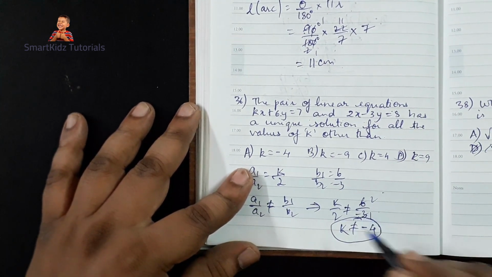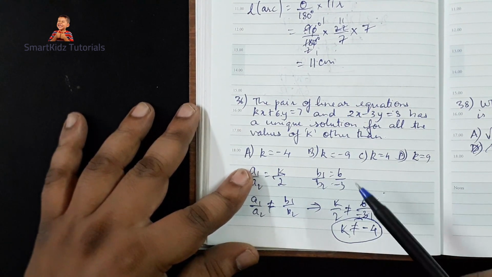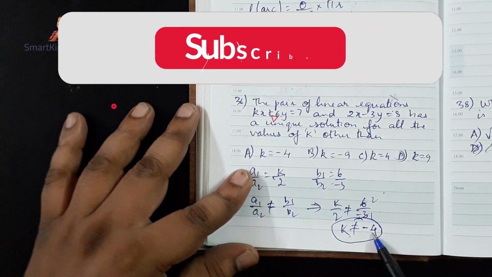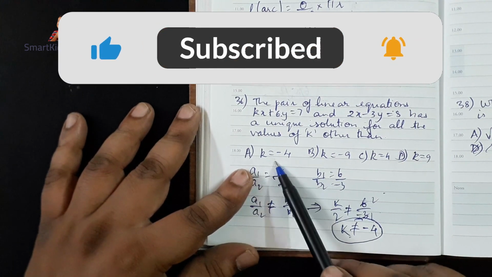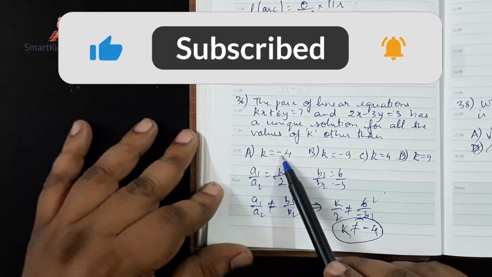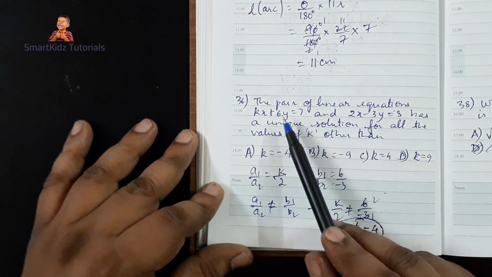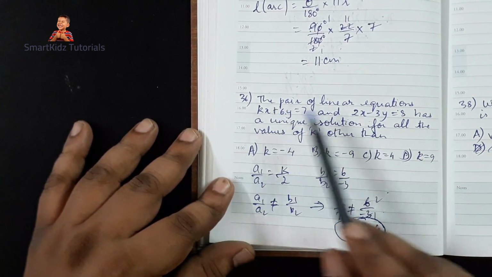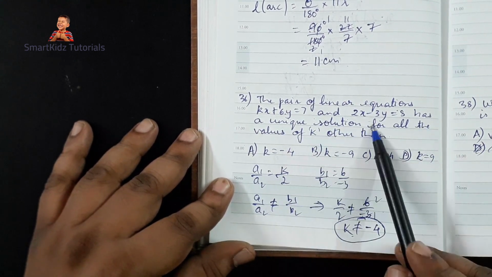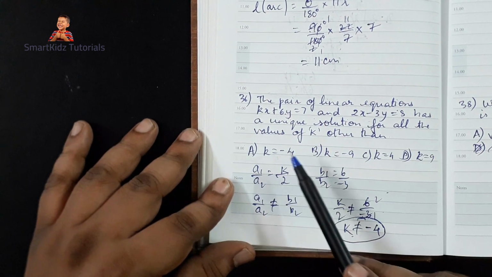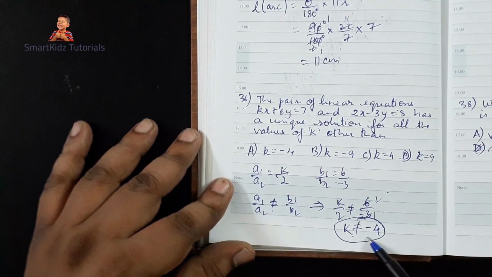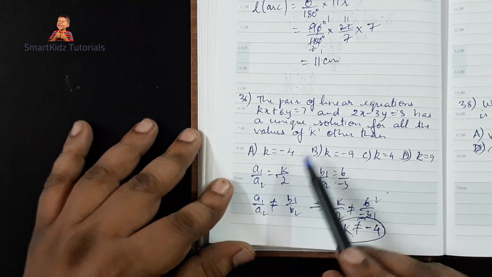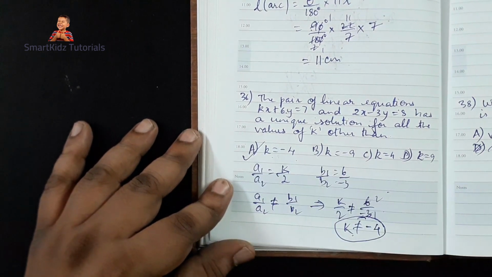So what this implies is that the pair of linear equations which is given has a unique solution for all values of k but not for minus 4. So this is our correct answer, that is k is equal to minus 4, because we are asked to find where the pair of linear equations has a unique solution for all values of k other than the one that is mentioned down here. So for any other value of k we'll get a unique solution but not for minus 4, and this is what it says over here. In other words, the correct choice is A, k equal to minus 4.